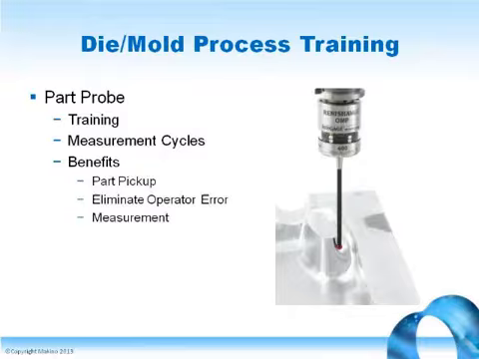Part probe. During the class, we will spend time on the machine training on how to use the part probe in the measurement cycles. Some of the benefits of having a part probe will be the ease of part pickup, eliminating operator error, using the part probe to measure finished part details.